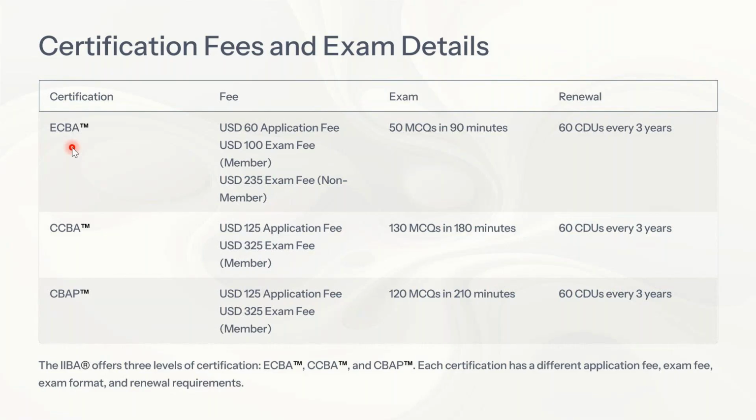Because all other certifications, for example CCBA and CBAP, require a referral from an existing CBAP professional, someone who can vouch for you and say that you have the relevant experience. Whereas the ECBA exam doesn't require any such referral. You can directly enroll all by yourself and agree or declare that you have the necessary experience.